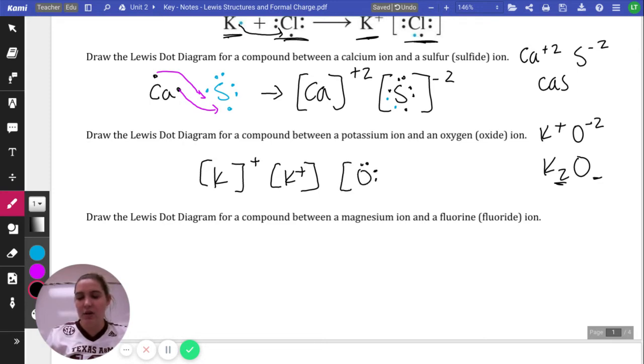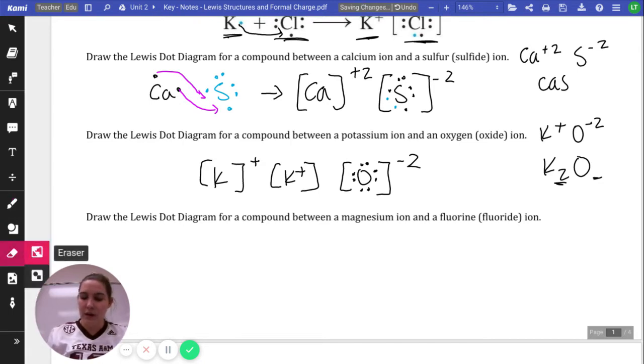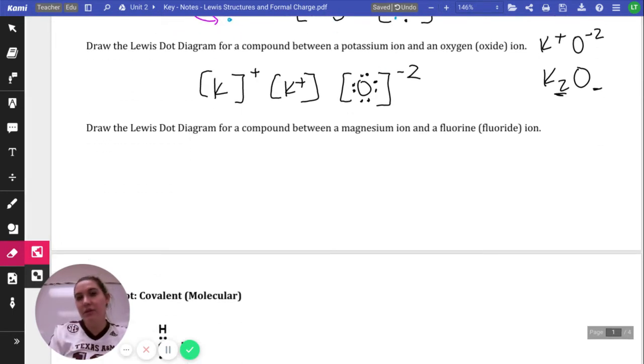That negative 2 charge means it's gained 2 electrons. So where oxygen normally has 6 valence electrons, it's got a negative 2 charge, so that means it's gained 2 more. So that means it has 8 valence electrons now. And that would be our Lewis structure. And sometimes you'll also see it just written as like 2K and then the O, and that's fine too. Okay? So I want you guys to pause the video and try to draw magnesium fluoride on your own.